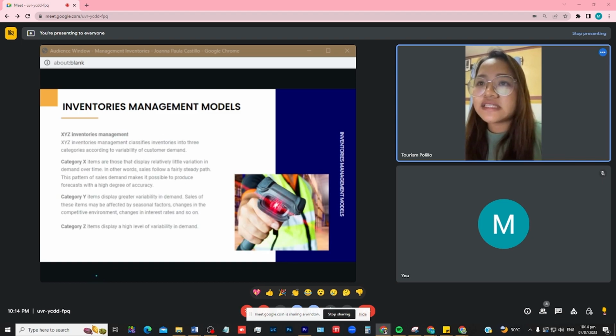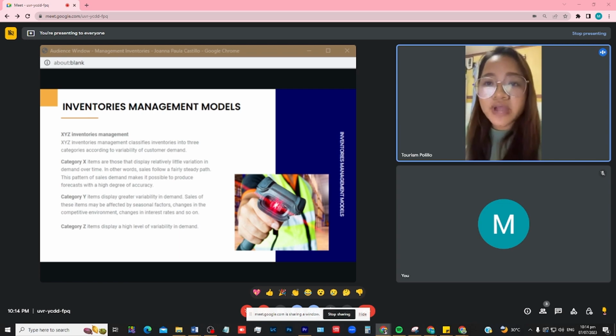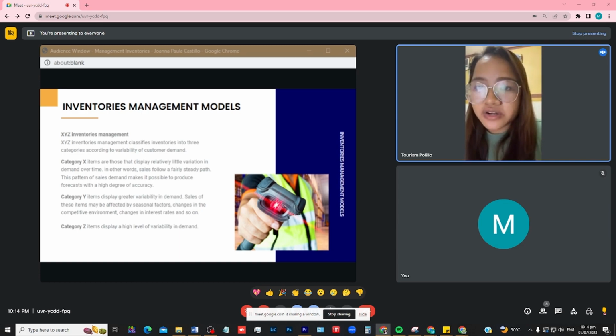And the last management model is the XYZ inventories management. XYZ inventories management classifies inventories into three categories according to variability of customers' demand. Category X items are those that display relatively little variation in demand over time. In other words, sales follow a fairly steady path. This pattern of sales demand makes it possible to produce forecasts with a high degree of accuracy.